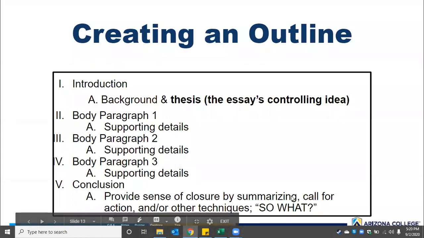And then some sort of closure in the conclusion. You can summarize what you said before, call for some sort of action, or use other techniques. And basically your conclusion should answer the "so what" of the day. What was I supposed to get out of this? Why was this an important paper to read?